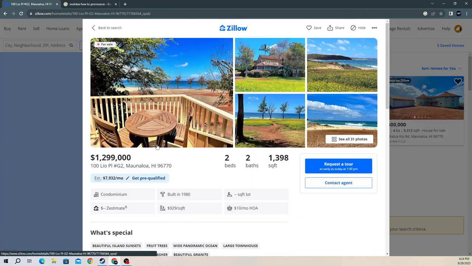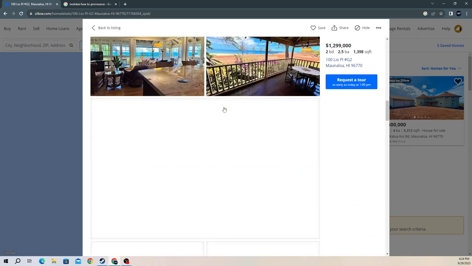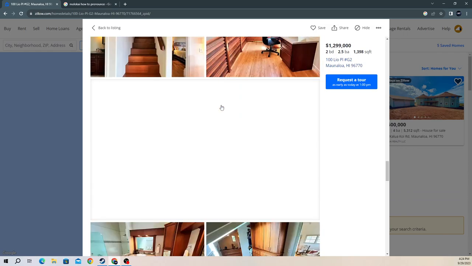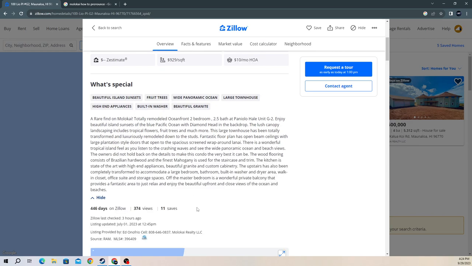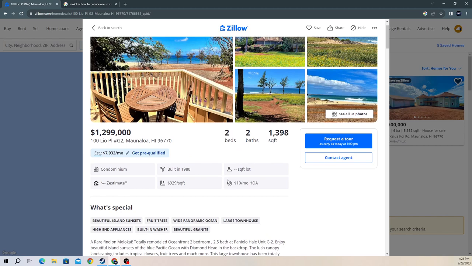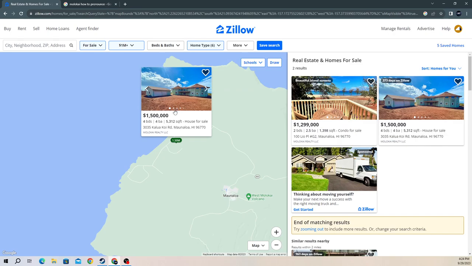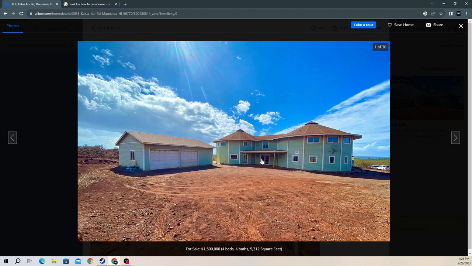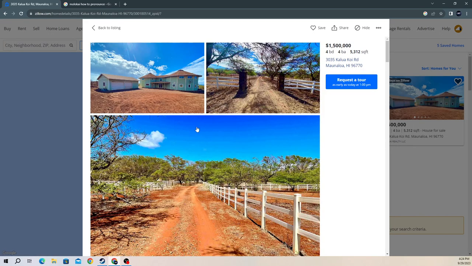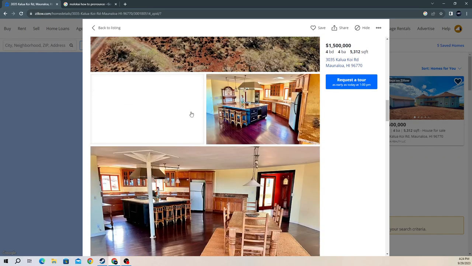Oh, it's a condo. It doesn't look like a condo. Wait, but why is it $10 a month? $10 a month. Okay, that's pretty good. This is pretty cool, but is it beachfront? No. Oh, wait, maybe. See, it's a whole ranch.